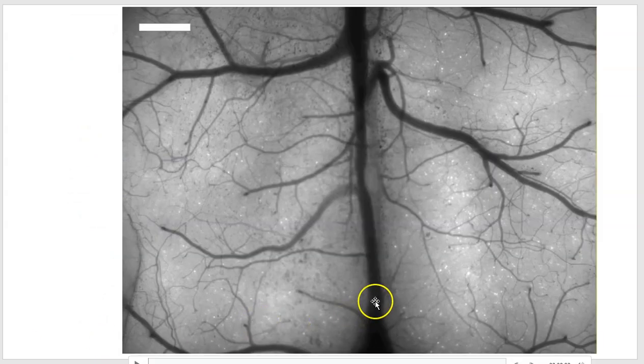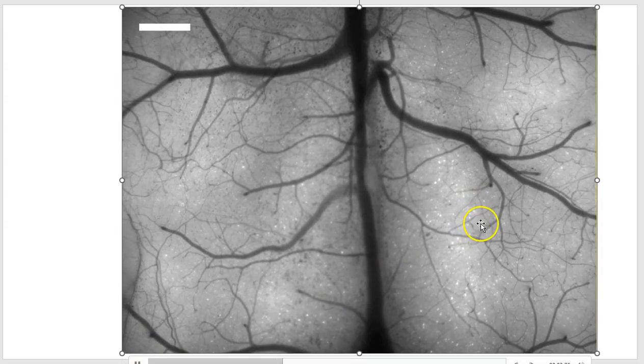Okay, so this is going to be a video that will show us the activity of a population of neurons in the cortex of an animal. You're seeing the surface of the brain here and some big blood vessels here. And you can already see some little white specks here. These are going to be neurons that are going to be flashing on and off as they are responding to their inputs. So let's go ahead and play the video.